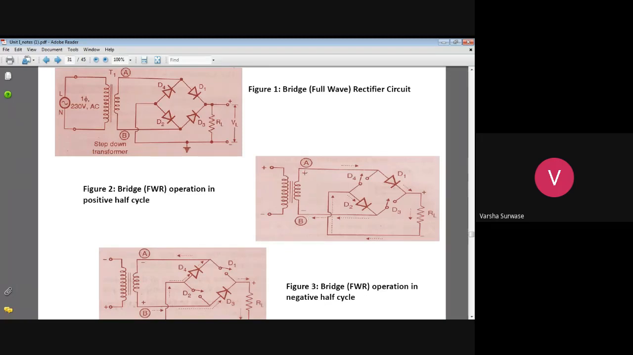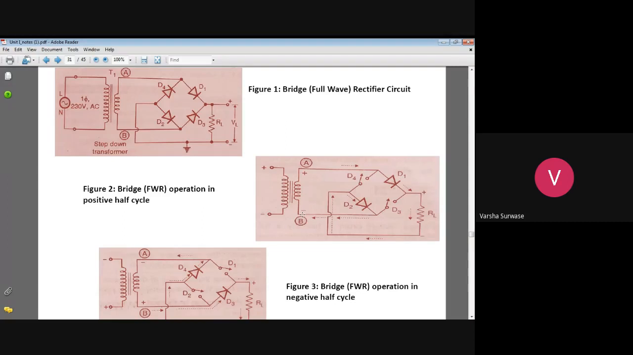As terminal A is positive, where does that voltage go? That voltage goes to diode D1, through the load resistor RL, and through diode D2. Now see the direction of current flowing through the device. Again, I will explain: from point A to diode D1, from diode D1 through load resistance RL, from RL to diode D2, and again from diode D2 to terminal B.